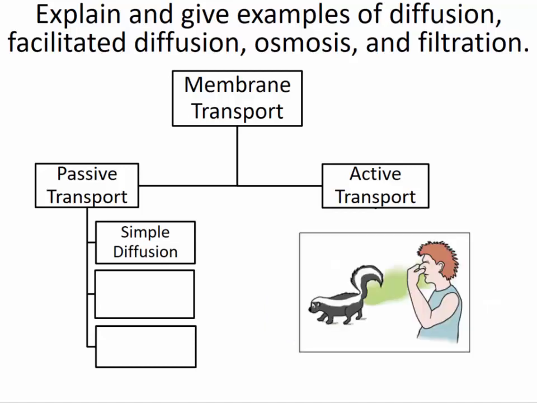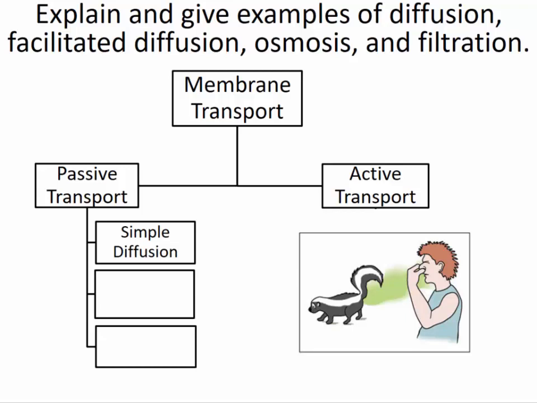Another example of that is movement of things like smells within the air. I give this example because it's an example where we're dealing with two gases, not just something dissolving in water. So when the gentleman here is sprayed by a skunk, what happens is the skunk's chemical goes out into the air and then it diffuses throughout the air, providing that stink everywhere that it diffuses to.